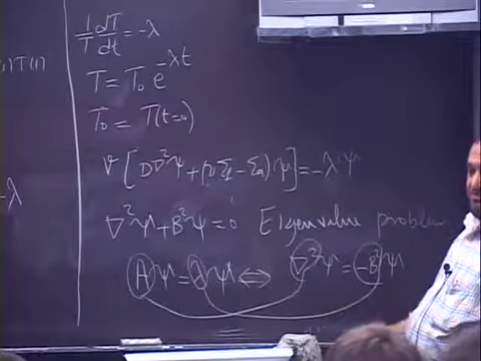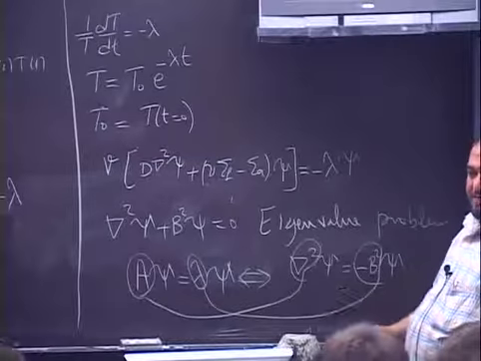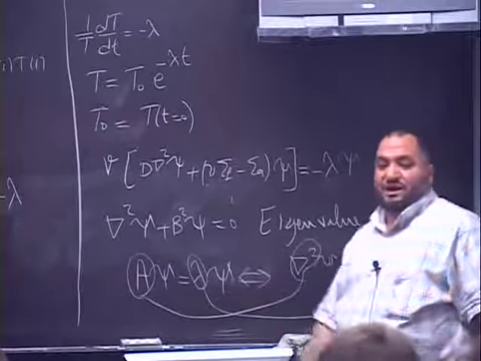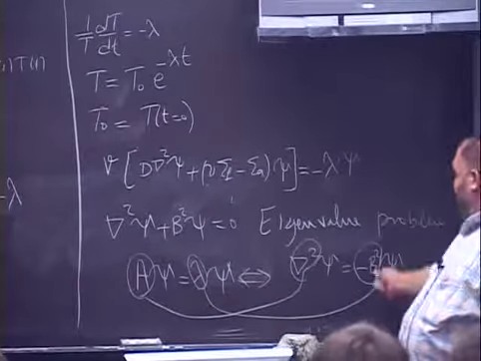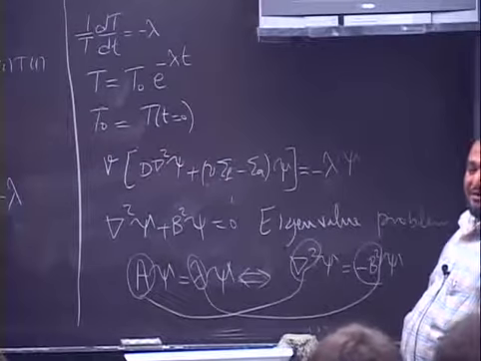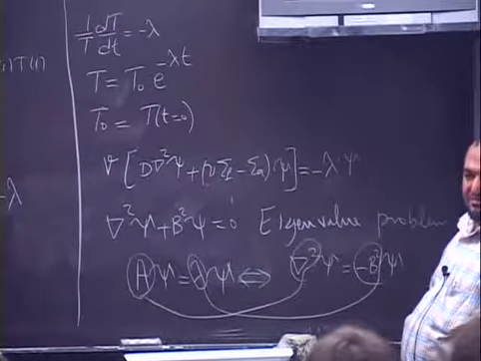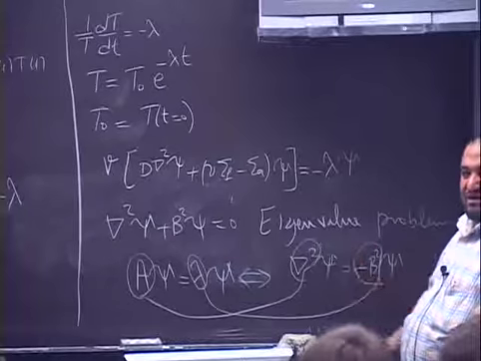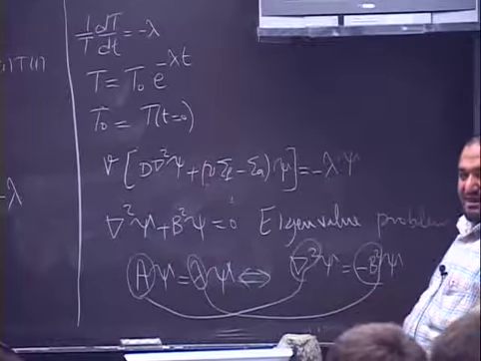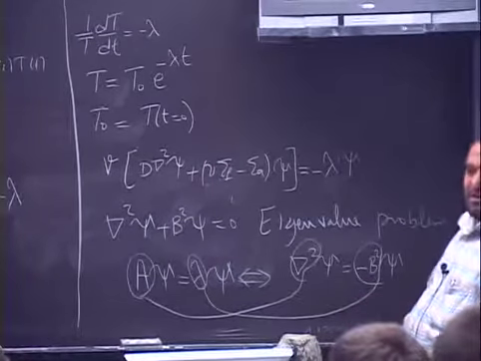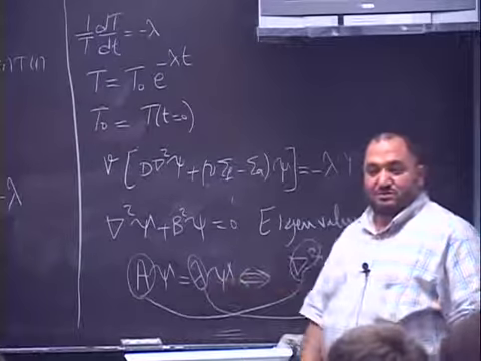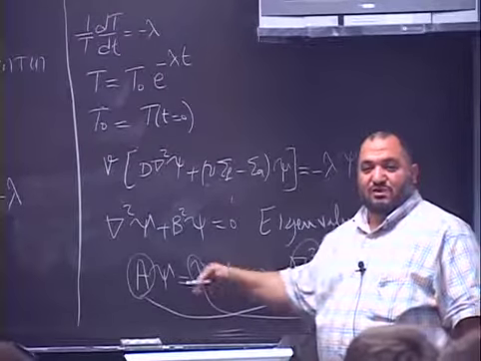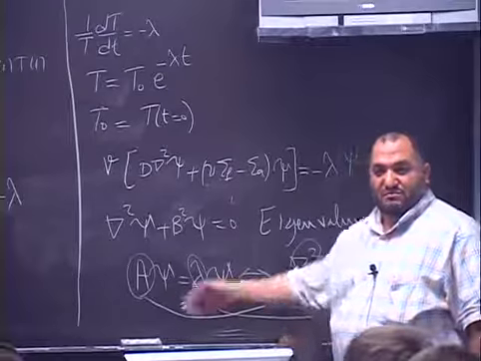So you apply an operator over a function, and this function is called the eigenvector. And the lambdas are called the eigenvalues. So you have eigenvectors and eigenvalues. Our goal is to calculate what the eigenvalues are and what the corresponding eigenvectors or eigenfunctions are.